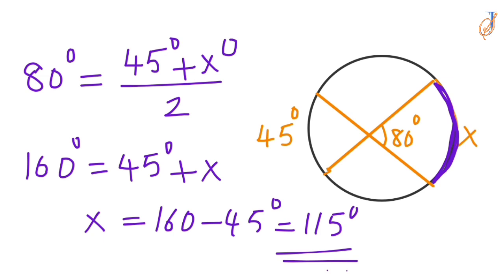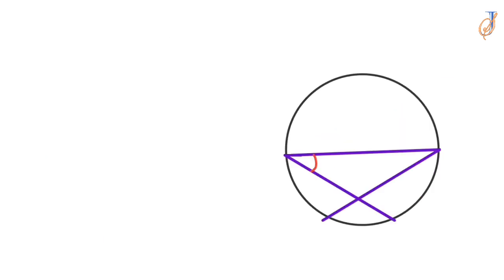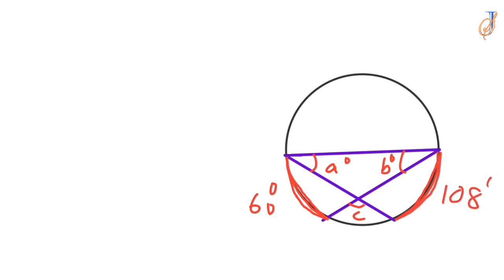Let's see one more example. We need to find these angles A, B and C. The given information is that this arc measure is 60 degrees and here the arc measure is 108 degrees. We need to find angles A, B and C. First, we are going to find angle A. For that, observe only angle A.